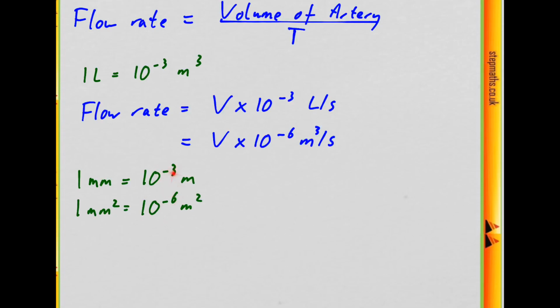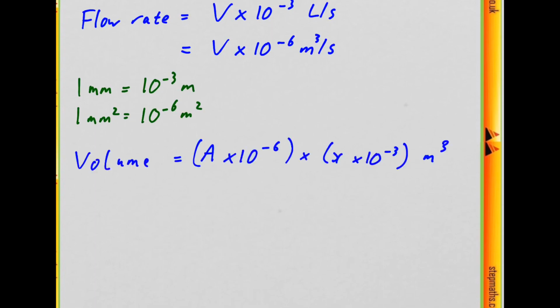We square this factor, and that gives us 10 to the minus 6. Again, it's like having two factors of 10 to the minus 3, and the powers add just as they did here. So if we plug those in, the volume is our area. So here I'm going to measure this in meters.